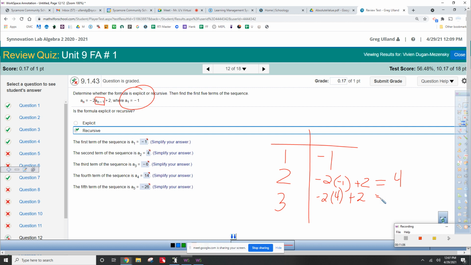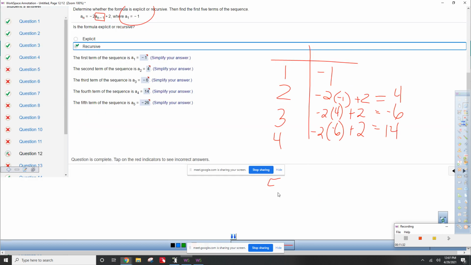So for the third one, -2 times 4, and you get -8 plus 2, which is -6. Okay, for the fourth one, take -2, multiply it by the previous output, and add 2. 12 plus 2 is 14. So that's how you're doing this. For the fifth one, take -2, multiply it by the previous output, add 2. You get -26.